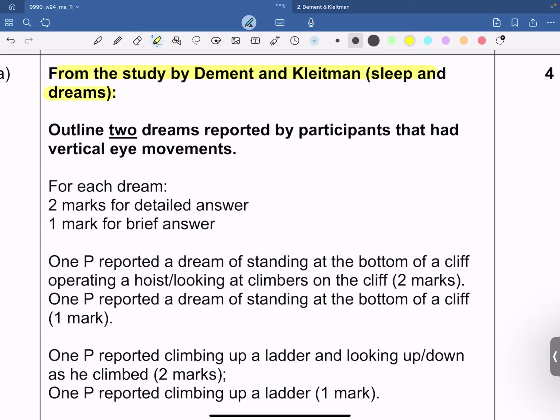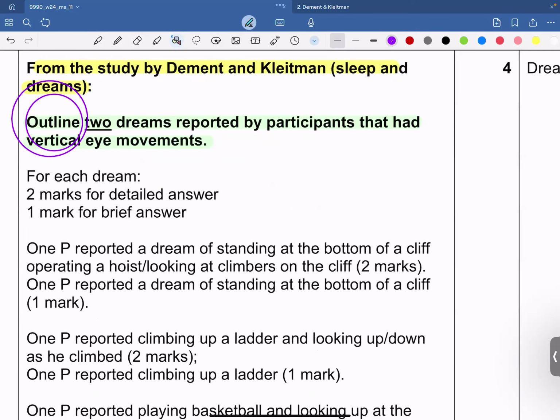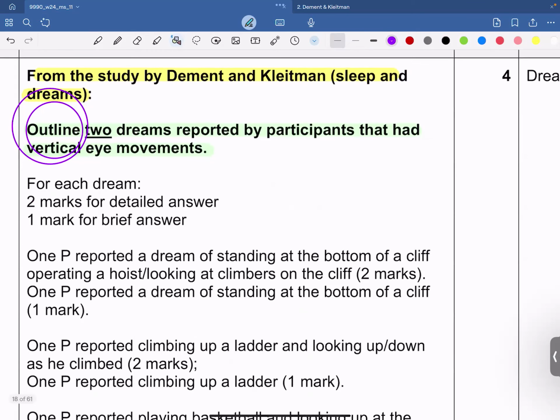Now, having a look at the question, it reads, outline two dreams reported by participants that had vertical eye movement. Having a quick look at the command word, it is outline. So we're expected to outline two dreams that were reported by the participants. This is a 4-mark question, and for each dream, we should have 2 marks in mind.